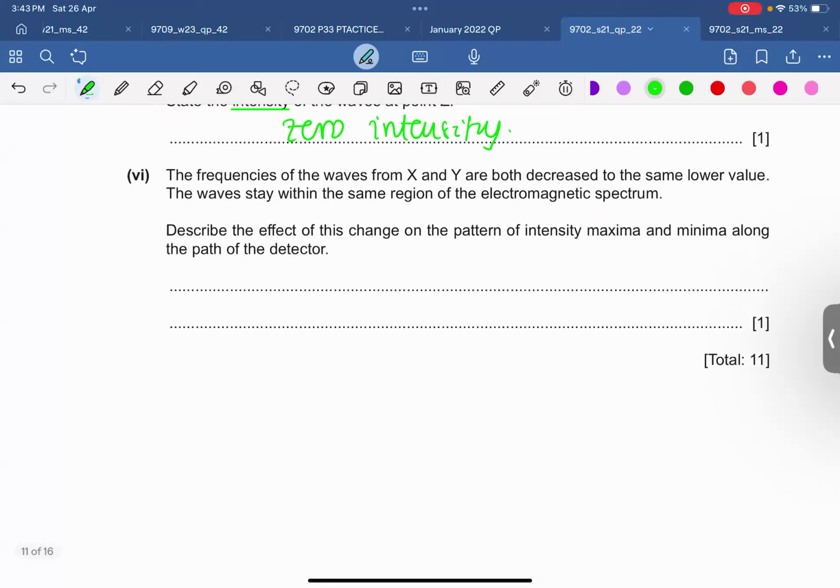The frequency of the waves from X and Y are both decreased to the same lower value. The waves stay within the same region of the electromagnetic spectrum. Despite the effect of this change on the pattern of intensity maxima and minima along the path of the detector. Hmm. So if you are lowering the, okay, the frequencies are lowered.